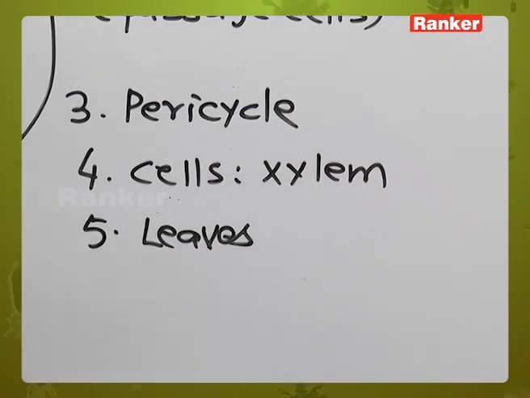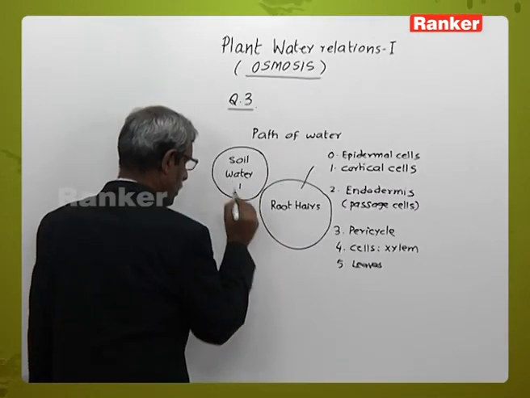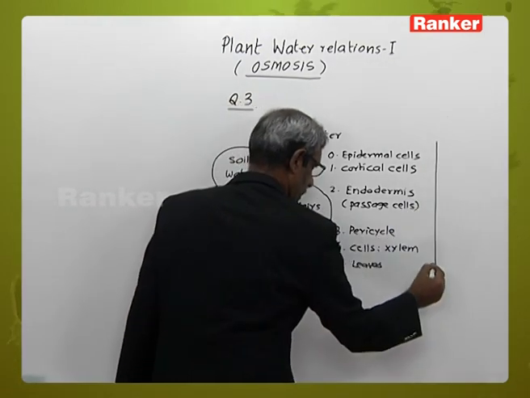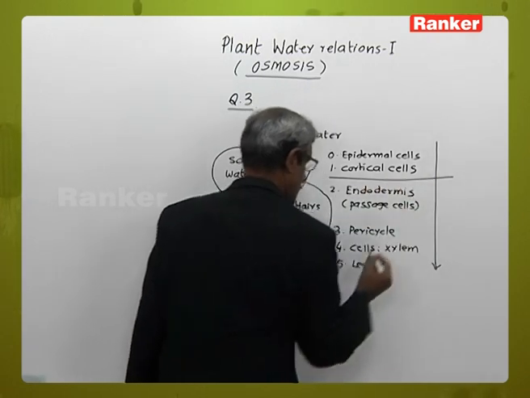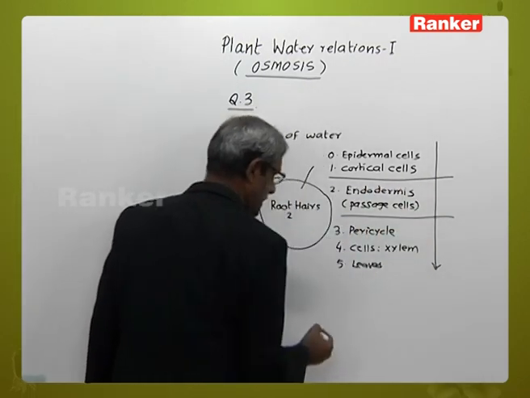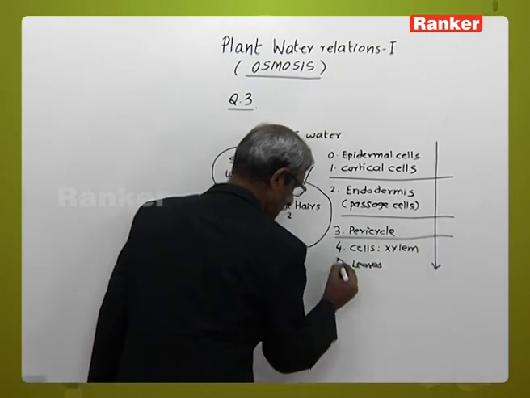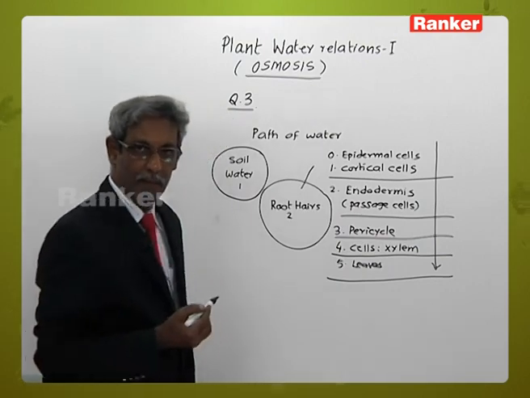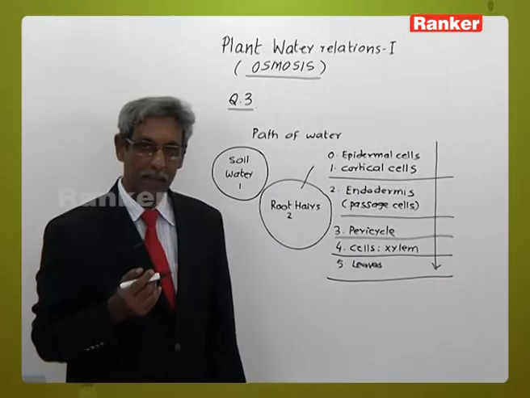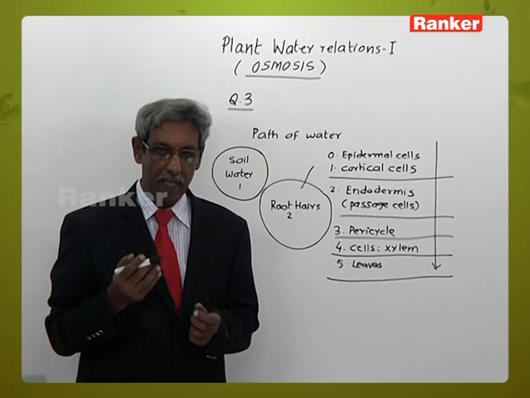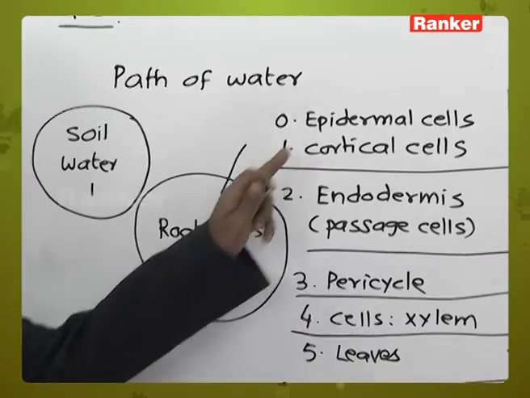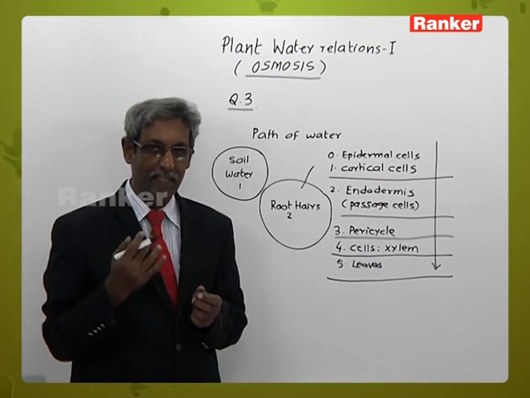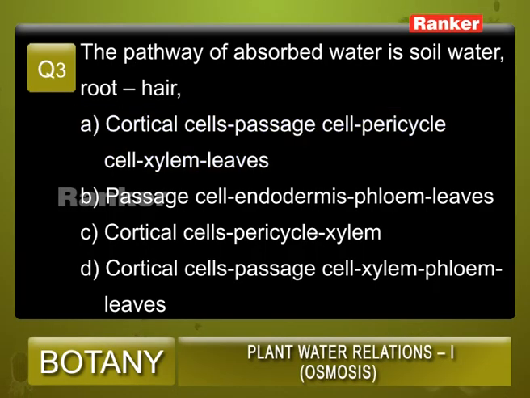So, the path of water is first soil water, second root hairs, then it passes through the cortical tissues, via the endodermis or the passage cells, through the pericycle, into the xylem and later into the leaves. When we look at the choices, choice A says cortical cells, passage cells, pericycle cells, xylem and the leaves. Hence, choice A is right.